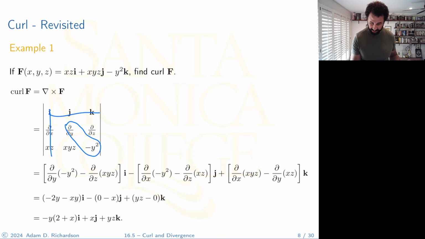So that's what I've got pictured at the bottom. So I'm going to do the partial derivative with respect to y of negative y squared minus the partial derivative with respect to z of xyz times i, and then boom, boom, boom, same thing here. So when you see these multiplications, they're not multiplications, they're function applications. There you go. But same thing here.